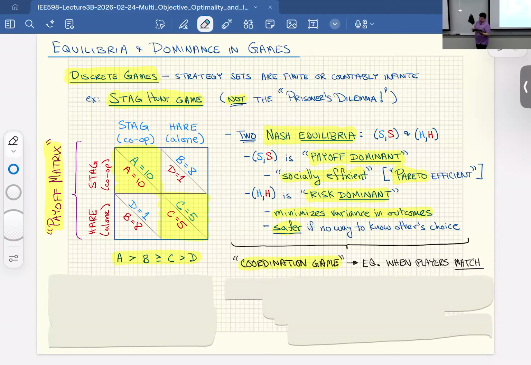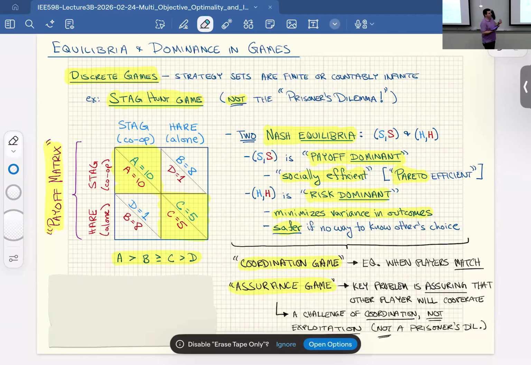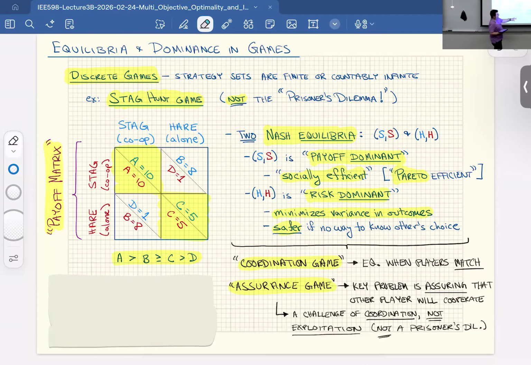And it's specifically a type of coordination game known as an assurance game. And this goes back to this worst case scenario, that the key problem is assuring that the other player will cooperate. It's not a challenge of competition or exploitation. It's a challenge of coordination. And this also, when you're an engineer, this should resonate.